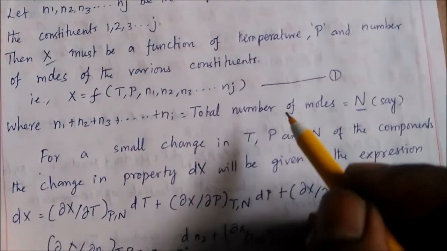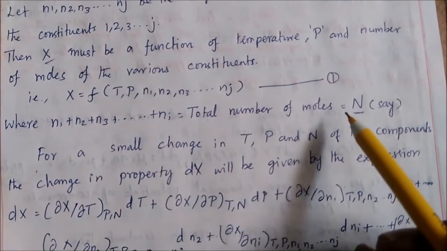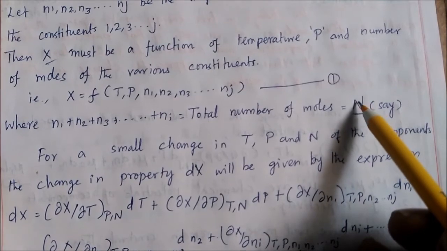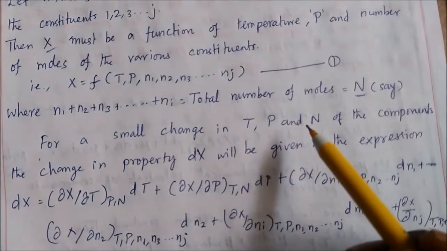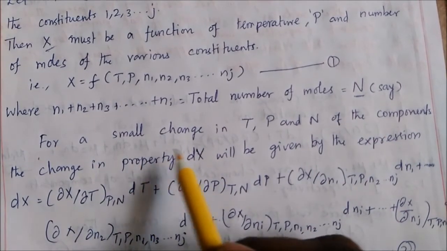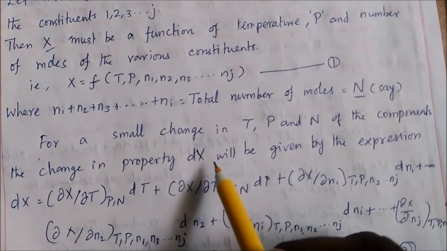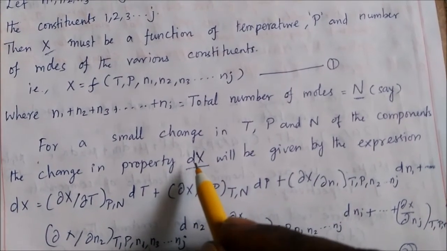Okay, when we are considering the total number, that should be indicated with the total N. For a small change in temperature, pressure and number of moles of the components, the change in property will be indicated with dx. Okay, the difference in x. Simply difference in x.